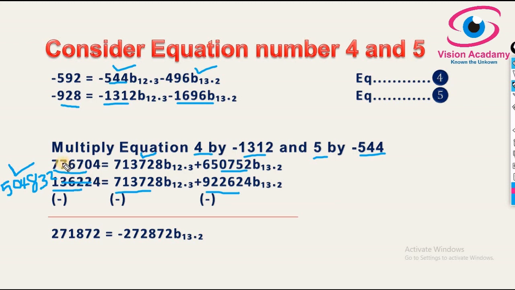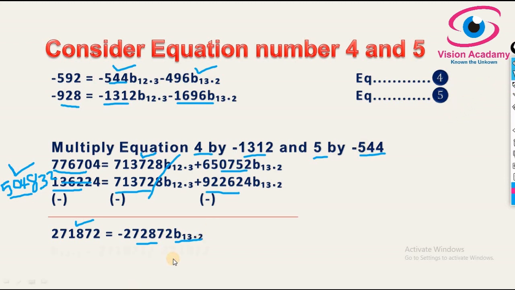So 7,76,704 minus 5,04,832 will be a positive value, because here the positive value is highest, so that is 2,71,872. Here this value and this value will be cancelled, and here 6,50,752 minus 9,22,624, we will get minus 2,71,872. So now I can derive the value of B13.2, because we are having two values only.